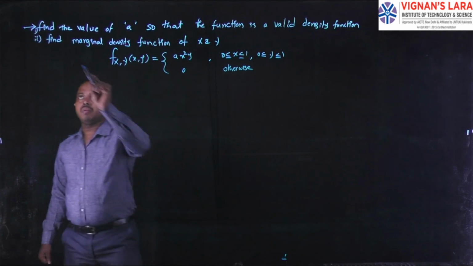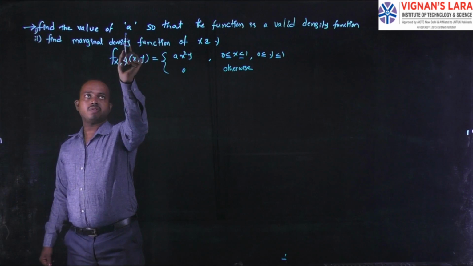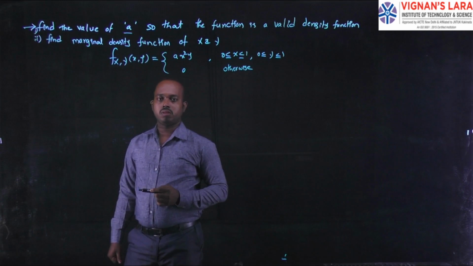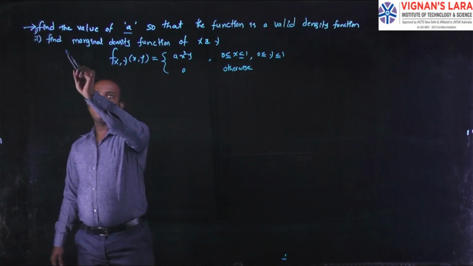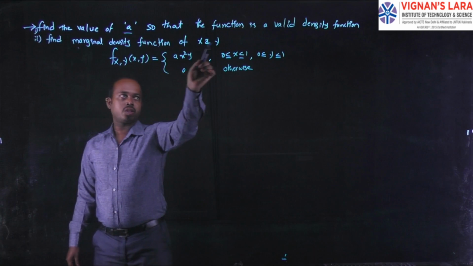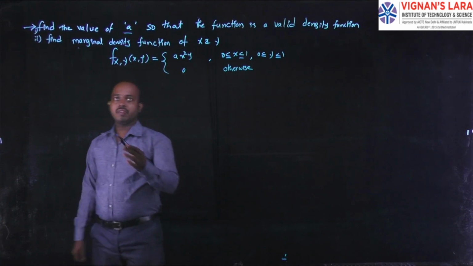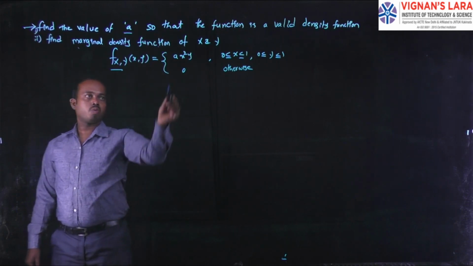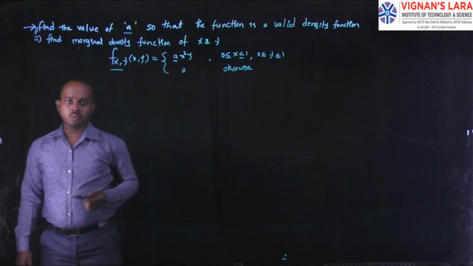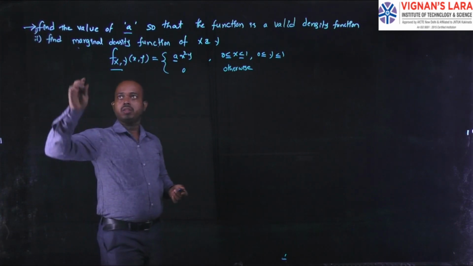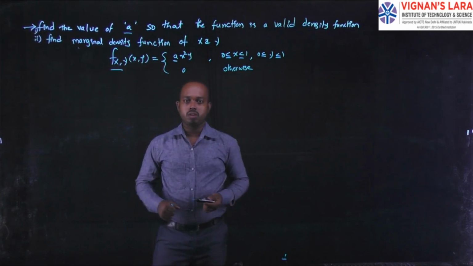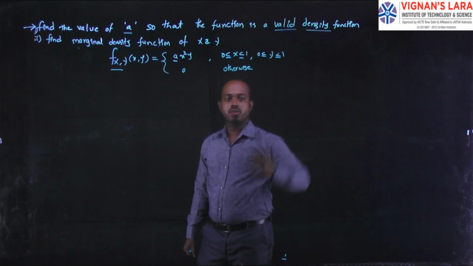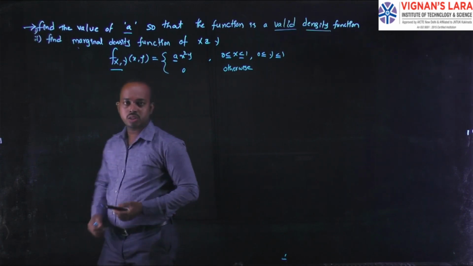Here the problem is: find the value of small a so that the function is a valid density function, and find the marginal density function of x and y. He is giving a joint density function, and from this joint density function he is asking us to find the small a value and the marginal density functions of x and y. Here it is clearly given that it is a valid density function. Already we know the valid density function equation.